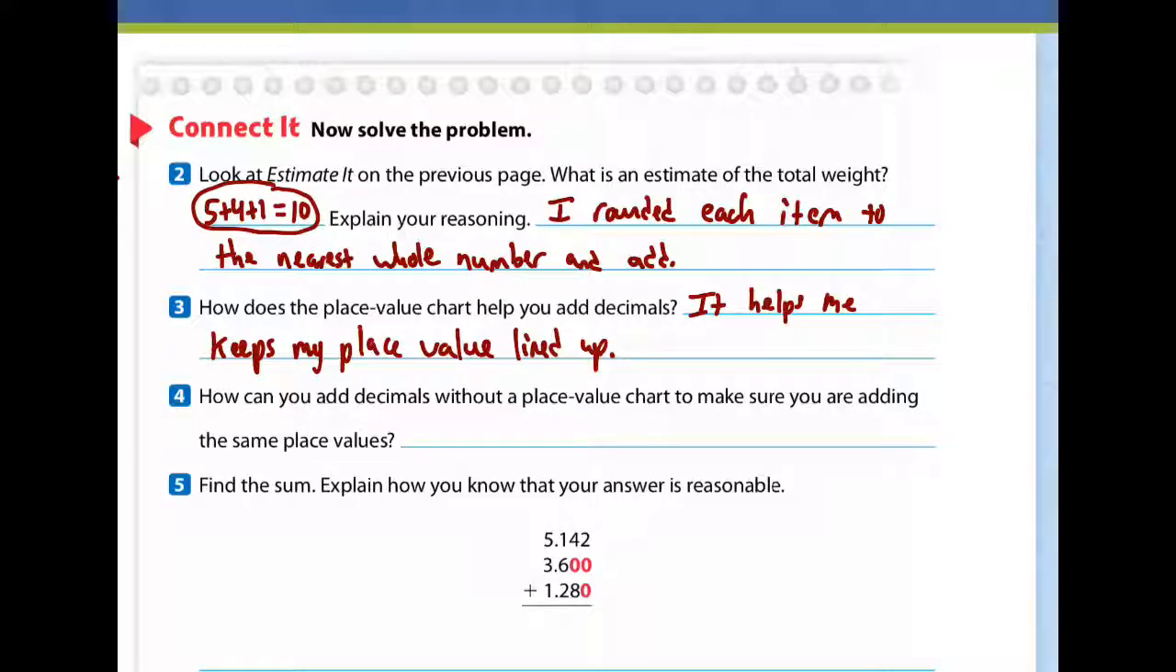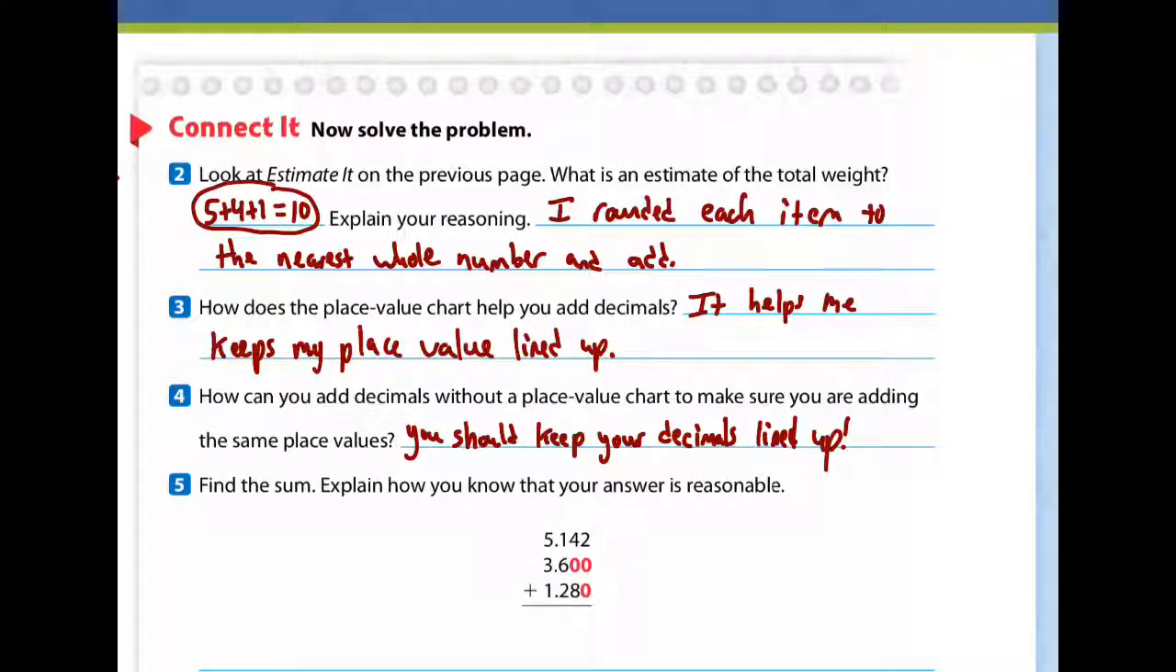the same place values? Now, whenever I do that, you should keep your decimals lined up. That's the key. If you keep your decimals lined up, fill in empty spots with zeros, you will be able to do it.